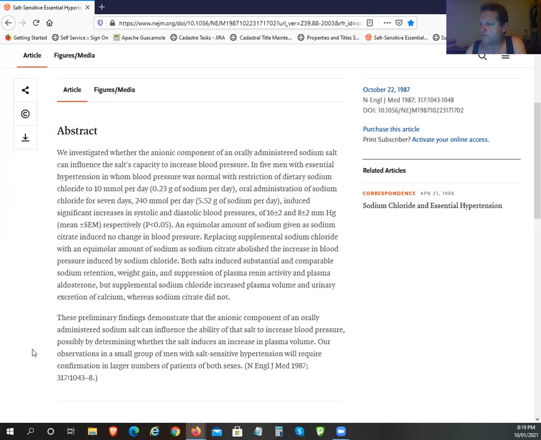The observation in a small group of men with salt sensitivity hypertension will require confirmation in larger numbers of patients of both sexes. Obviously, this is an observational study with no control. We would have to have a proper clinical or randomized control study, otherwise you're not going to get an answer, because there could be confounding variables, genetics, and all sorts of other things. But in general, what I'm trying to show you here is that it's not sodium that's actually causing the issue that's been falsely demonized. It's really chloride.